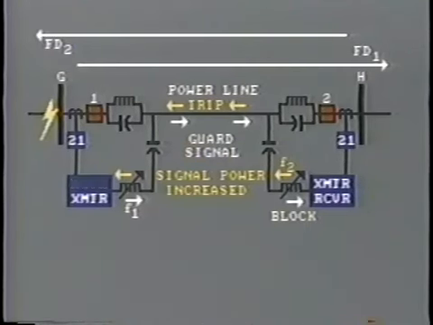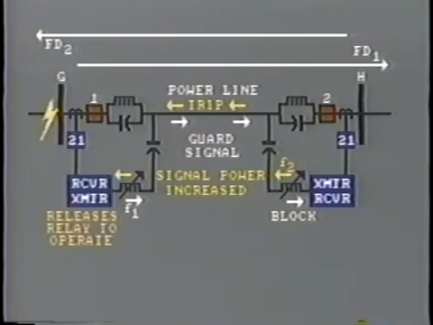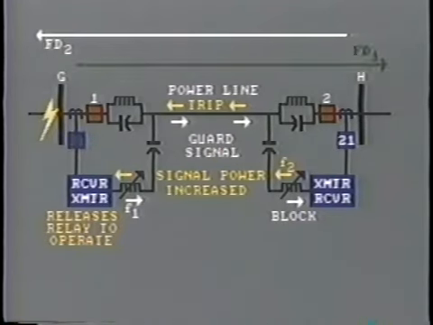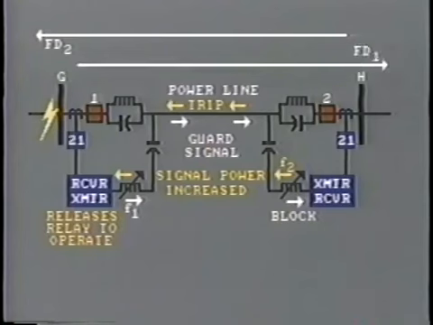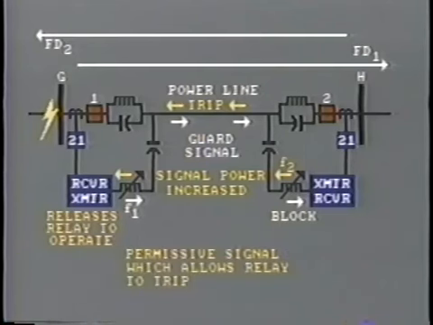When this signal is received at station G, the relay is released to operate. But as we have just mentioned, this relay, FD1, does not register the upstream fault and therefore will not trip. In effect, the transmitted signal is applied as a permissive, which allows the relay to trip when the fault is within the protected zone.